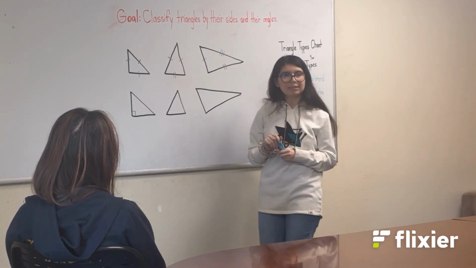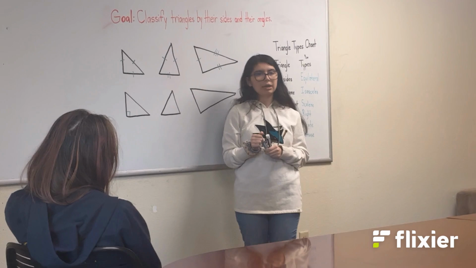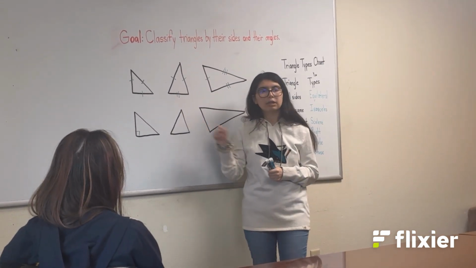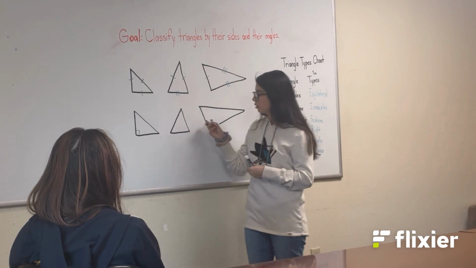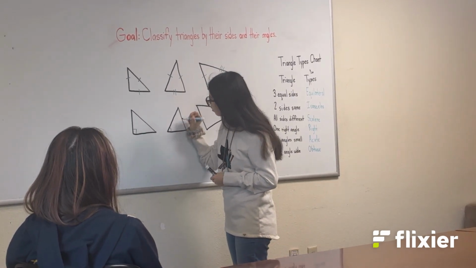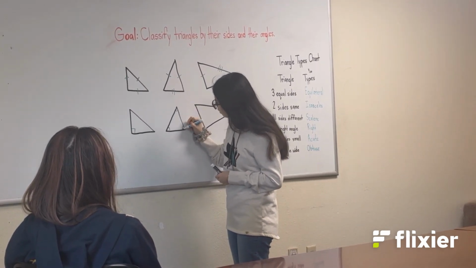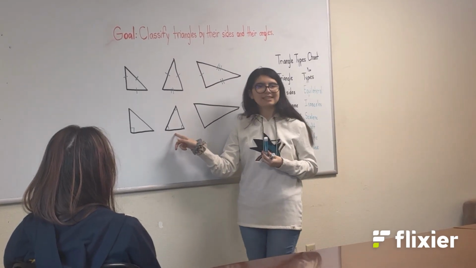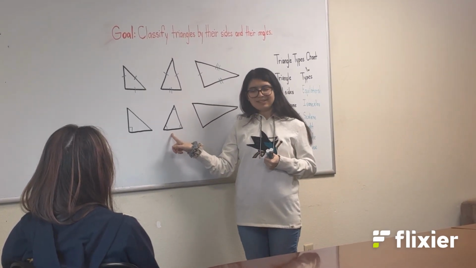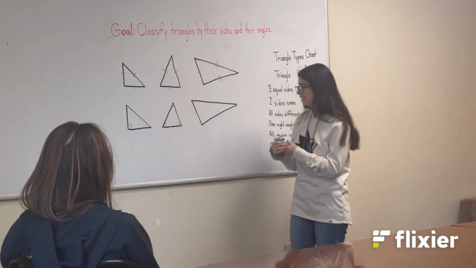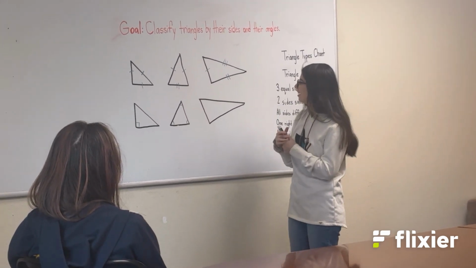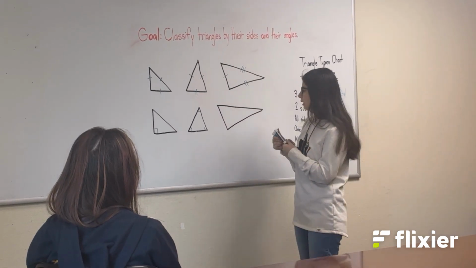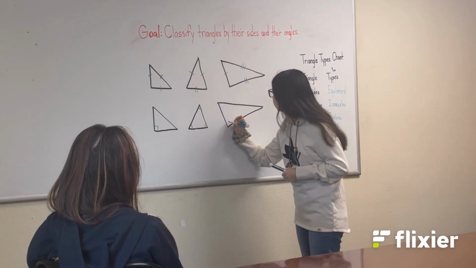All right, the next triangle that we have is an acute triangle. This is a triangle where all three angles are less than 90 degrees. So right here, each of these angles is less than 90 degrees. Now what kind of triangle is this? Acute angle. Yes. Acute triangle.